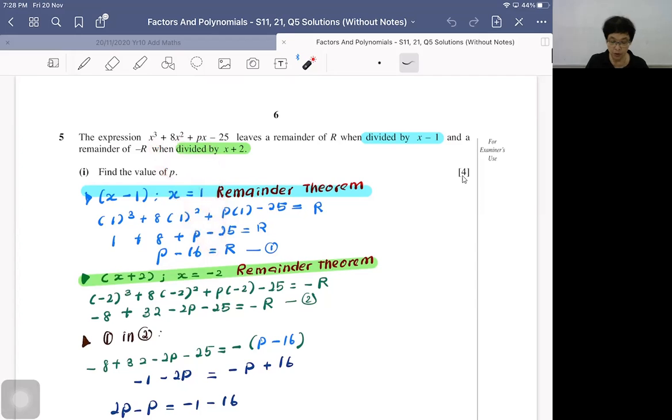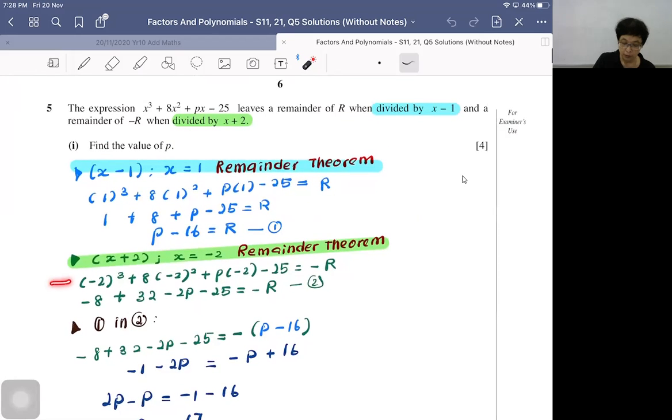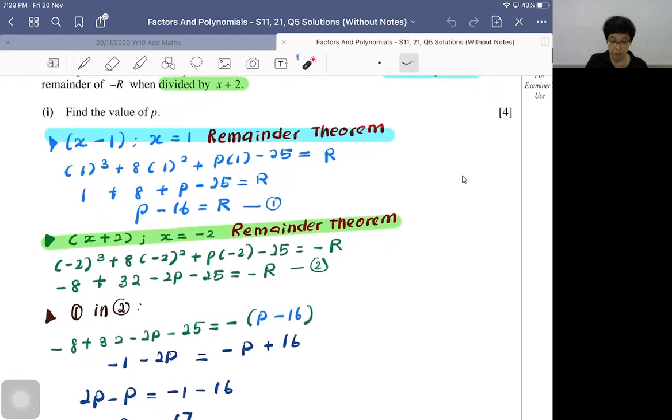Therefore, this is what we have done, shown here: negative 2 cubed plus 8 times negative 2 squared plus p times x, now substituted with negative 2, and minus 25 just copied down, and equals. This is the remainder that was given to us, and we notate that as negative r. So that's what we put in there as negative r.